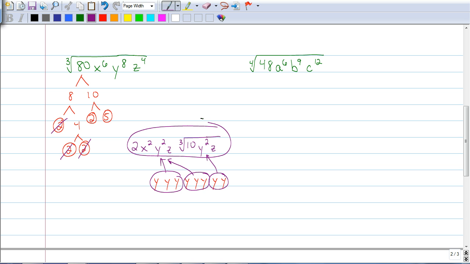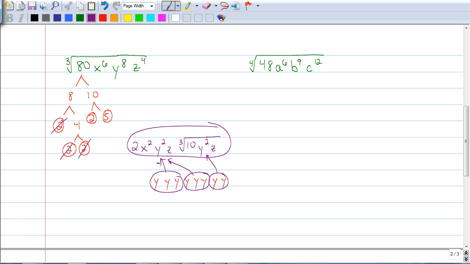But it would be a pain to have to draw that out every time. So a better way to do it, like we were doing earlier: 3 goes into 6 2 times with none remaining. So 2 x's stay outside of the radical, x squared. 3 goes into 8 2 times, so I take out y squared.